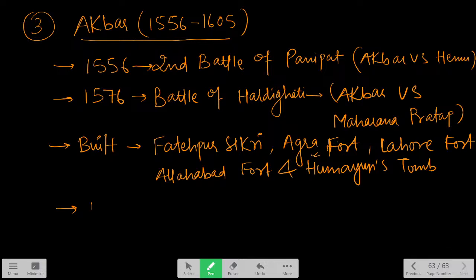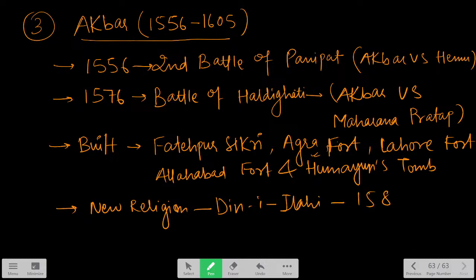Akbar started a new religion, known as Deen Ilahi, in the year 1581. Okay, so till Akbar, it is very important. Now about Jahangir and Shahjahan. About Shahjahan, you already know he built the Taj Mahal, the Red Fort, and even the Jama Masjid, right? So these things are important.